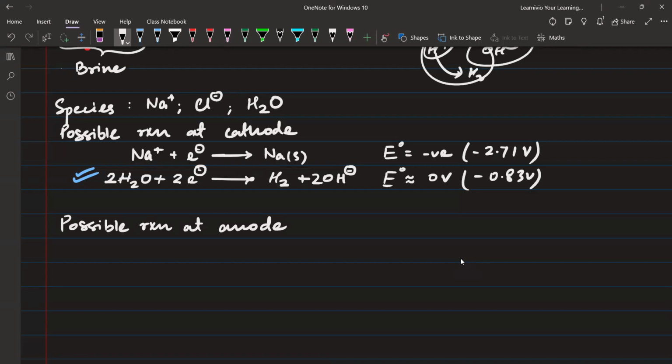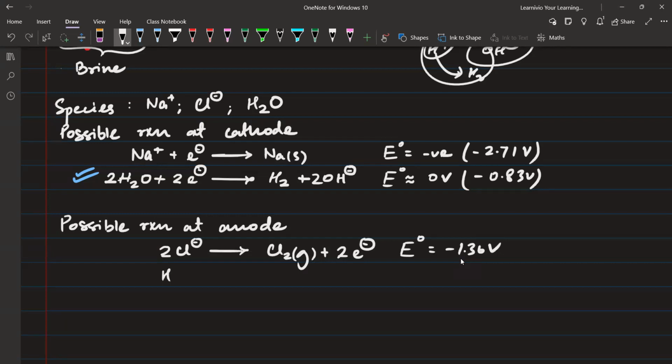then in this case, one reaction that can occur is 2Cl negative giving you chlorine gas plus 2 electrons. The E naught of this reaction is equal to minus 1.36 volts. Then we have the other reaction. In this case, what is going to happen? You will have water, and at the OH negative part, you will get O2.